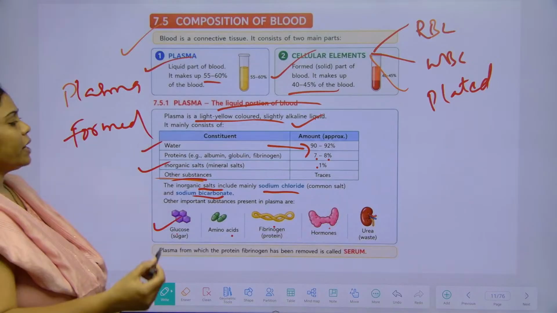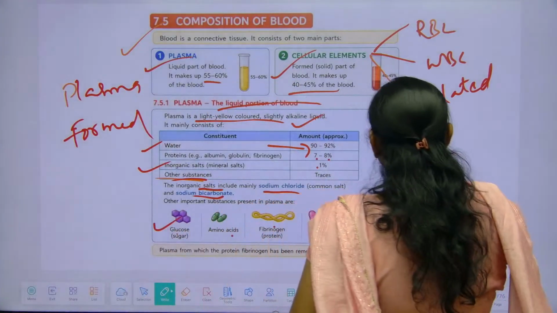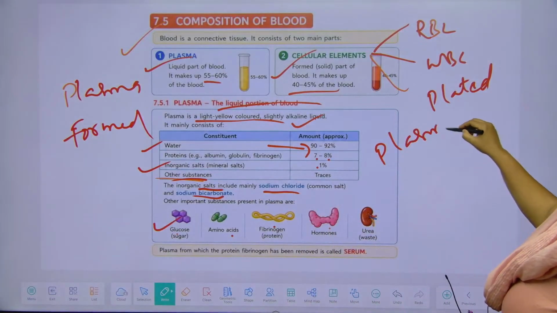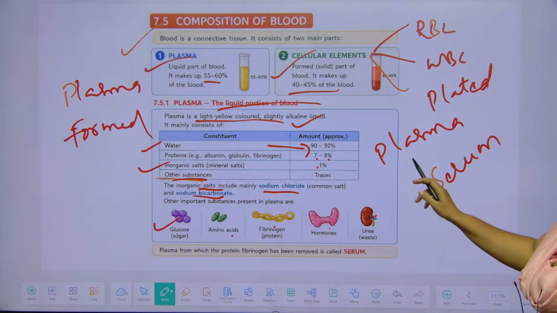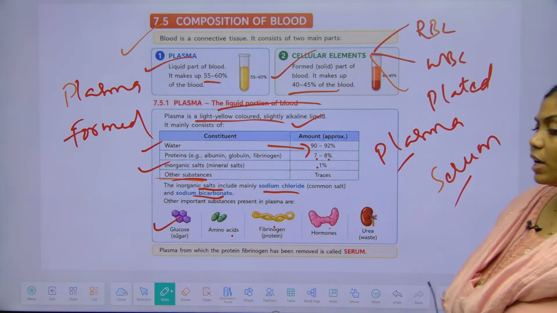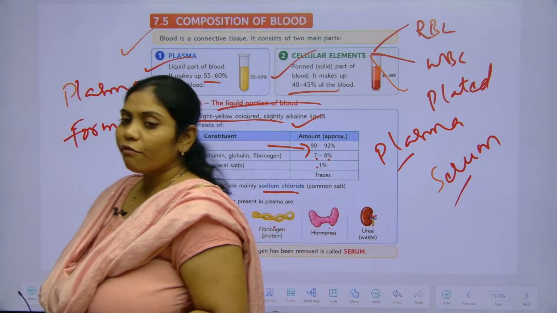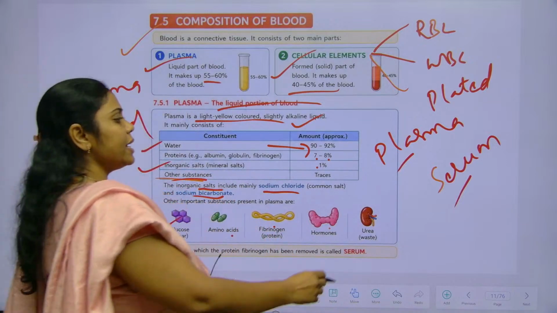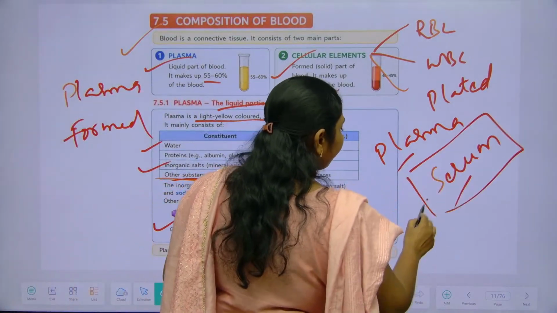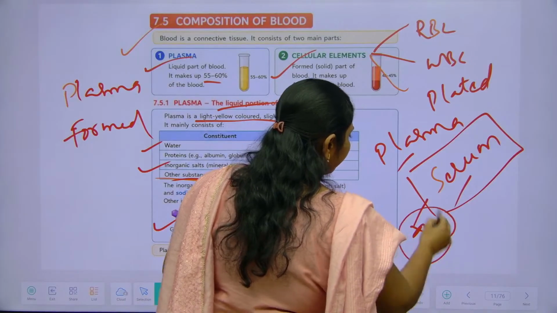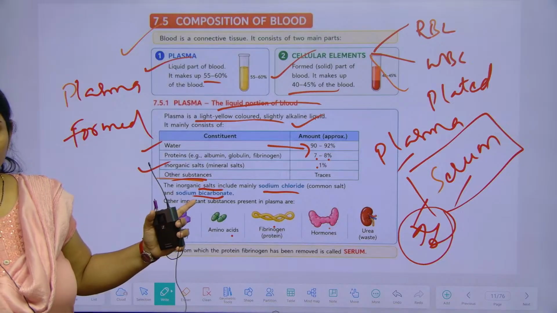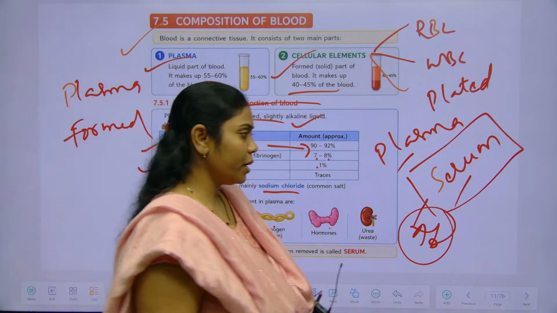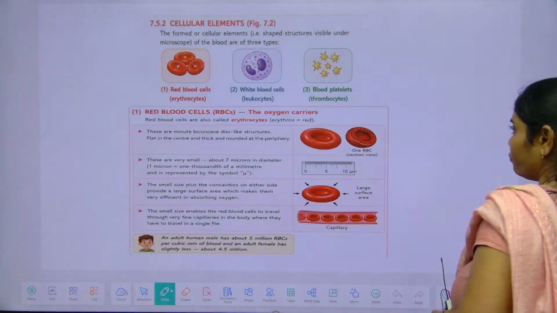So, could anybody tell what is the difference between plasma and the serum? How can you differentiate? It is also a liquid-like substance only. Fibrinogen. So, in the serum what is absent? Fibrinogen will be absent. So, fibrinogens are mainly helpful for what? Blood clotting. Okay, for the blood clotting it will be helpful.